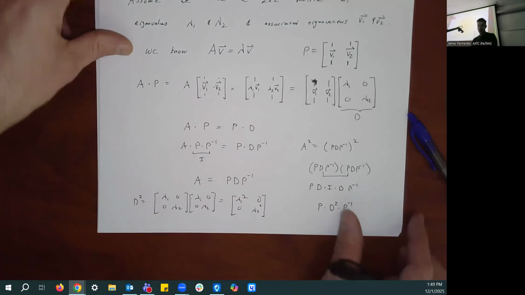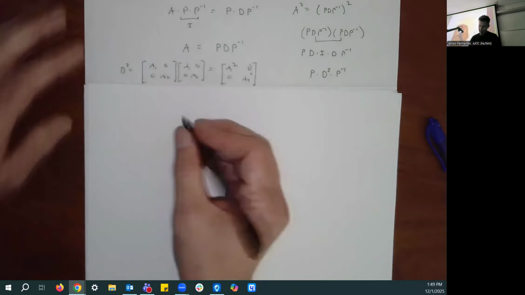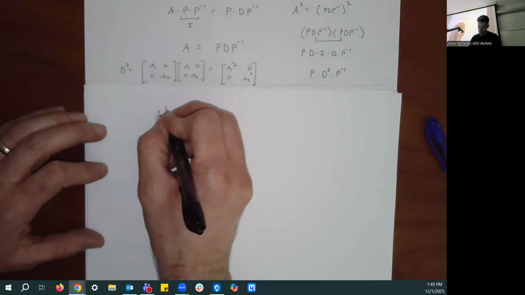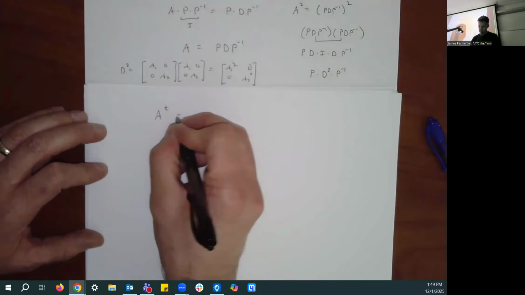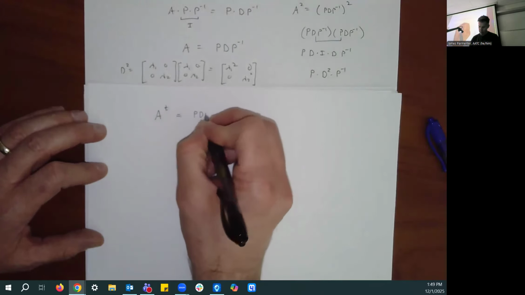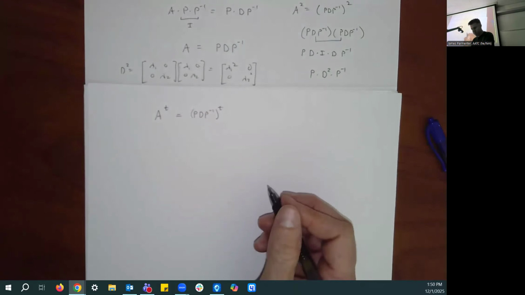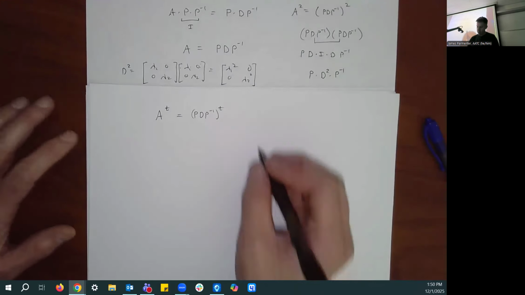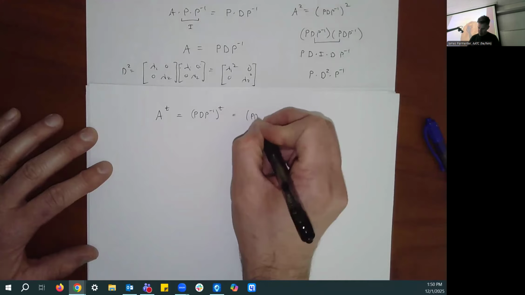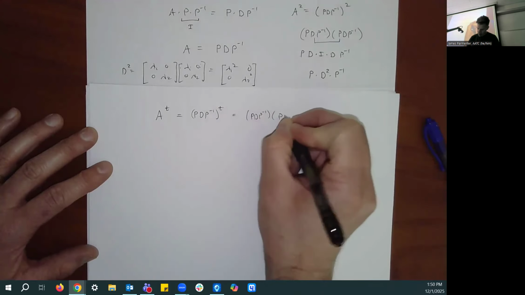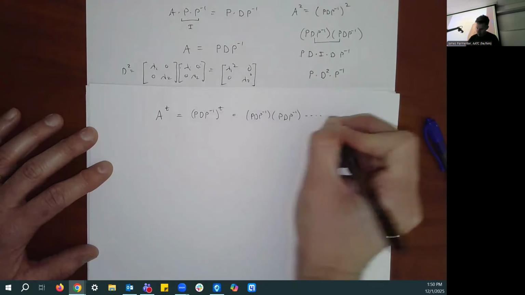So you could go on this way and say, well, great. More generally, if you want to raise A to any power, A to the T is going to equal PDP inverse to the Tth power. You're going to write that out a bunch of times. How many times? T times. And look what happens.